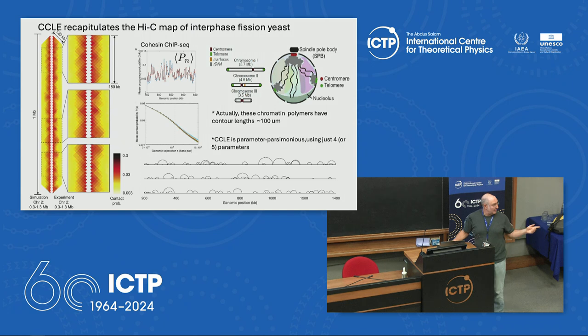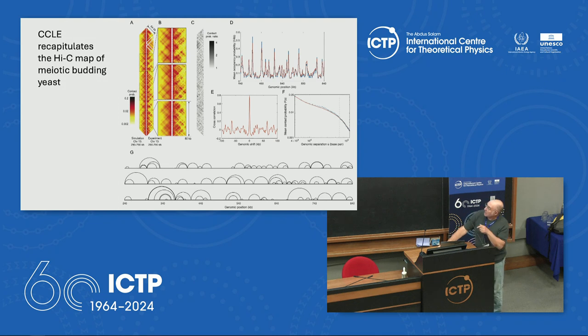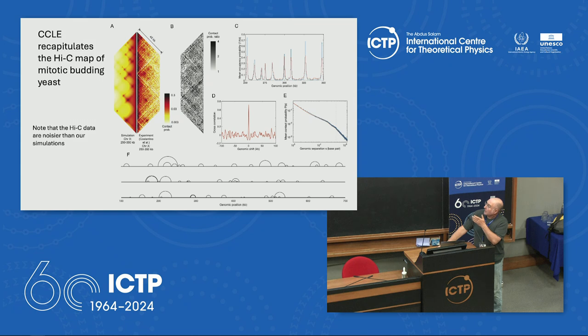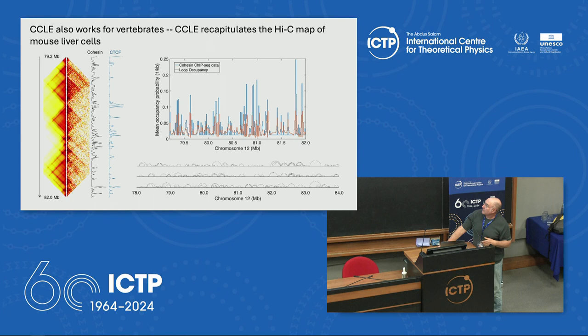I'm running out of time. Yes, I'm nearly done. This is in meiotic budding yeast. Notice that the Hi-C pattern is very different, but we still get good agreement. This is in mitotic budding yeast. Again, the Hi-C map is very different. The experimental Hi-C map is very noisy. And it also works in vertebrates.